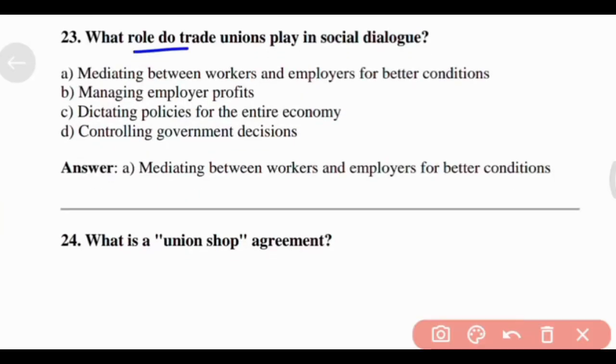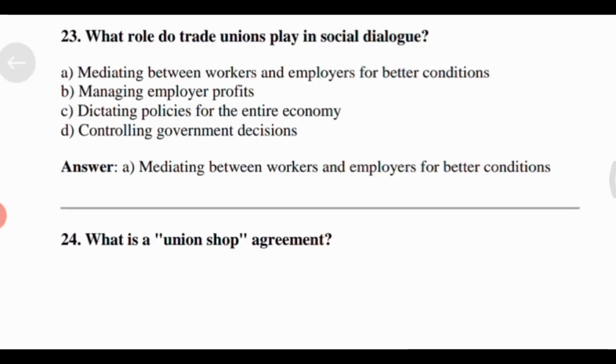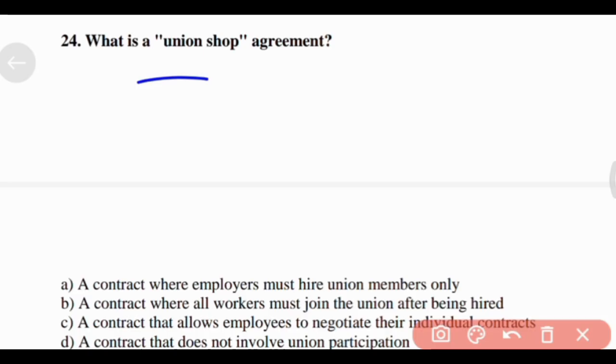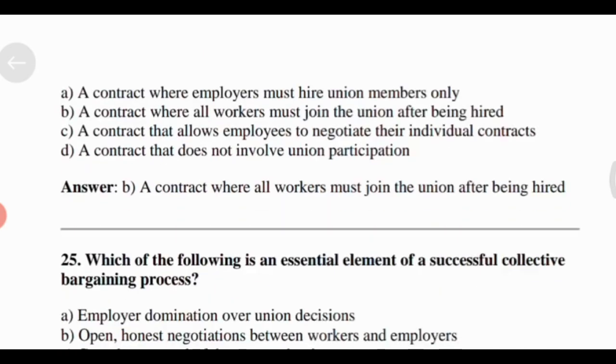What role do trade unions play in social dialogue? Option A, mediating between workers and employers for better conditions. What is a union shop agreement? Option B, a contract where all workers must join the union after being hired.